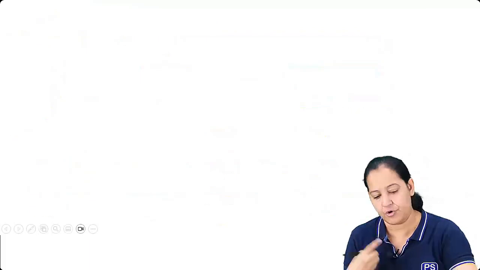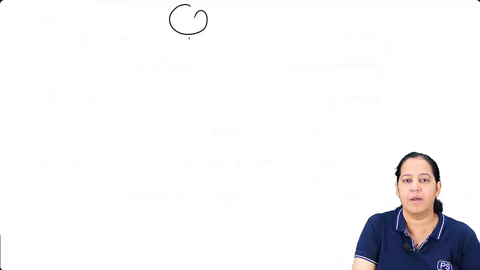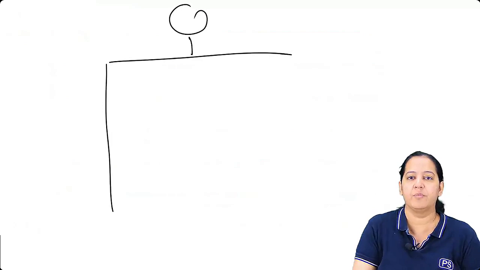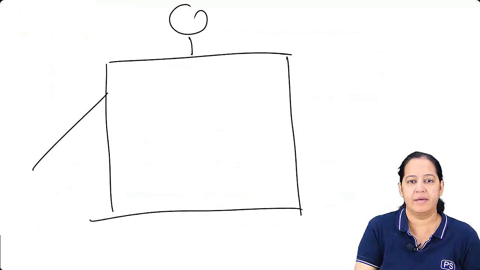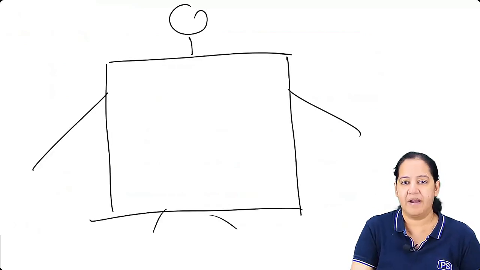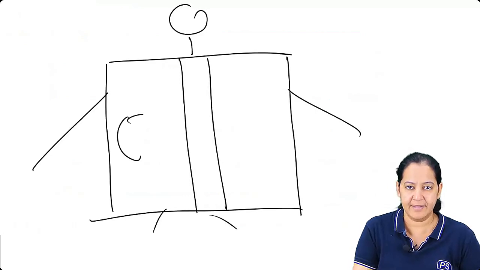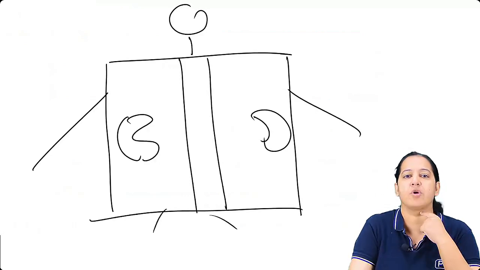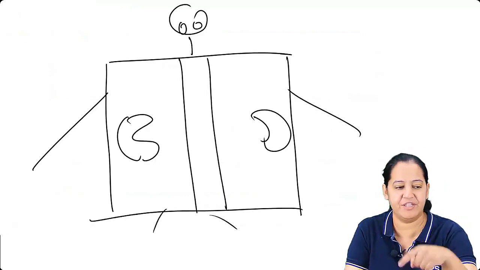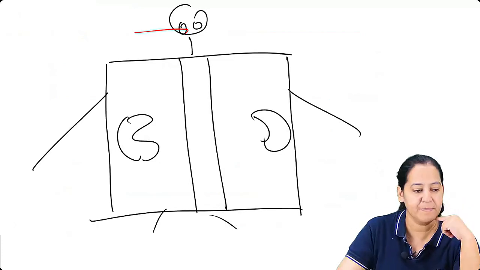So I would like to draw it. See, this is a human. Let me draw a rough diagram of a human body, just for explanation. This is the blood vessel, and these are the kidneys. This person also has tonsillitis, the same bacteria which I am teaching you right now.